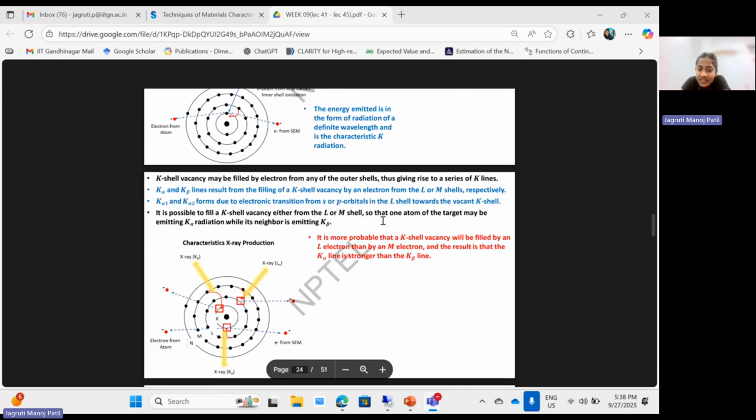Okay. So the K shell vacancy may be filled up by another electron from some outer shell, thus giving rise to this K series. So you have K alpha, beta, gamma. K alpha and K beta lines result from filling of the K shell vacancy by an electron from the L or M shells, and then alpha 1 and alpha 2 are due to the electron transitions between the orbitals, that is S and P, in the L shell towards a vacant K shell. People who are doing physical chemistry will definitely understand this, but people who are not, it's fine. Just understand the concept of the Auger electron, and that's okay.